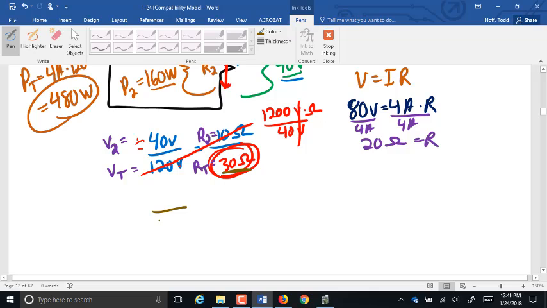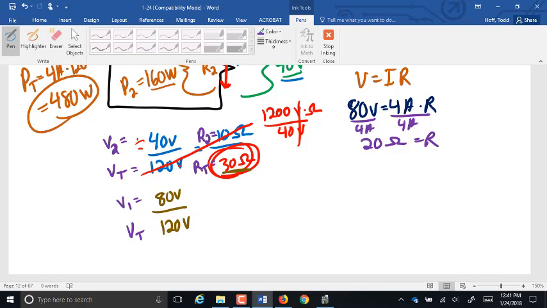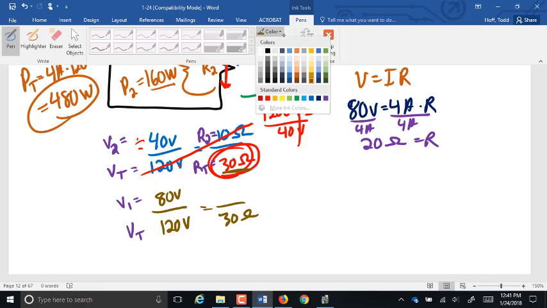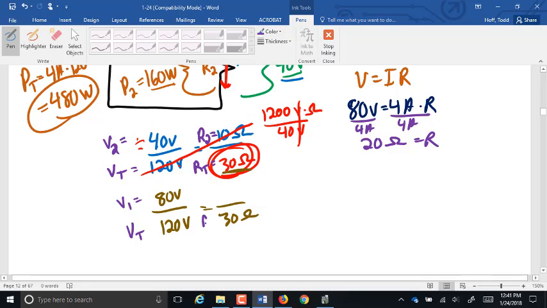Once we know that the total resistance is 30 ohms, we can use it. Now we know that the other one has to be 80 volts out of 120 volts. Note again, this is now the voltage on the first resistor compared to the total voltage. Out of 30 ohms, what does that resistance have to be? So again, this is the total resistance. This is going to be R1 that we find. You cross multiply and divide, and we get 20 ohms for R1.